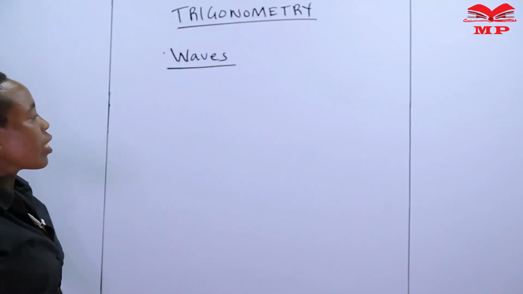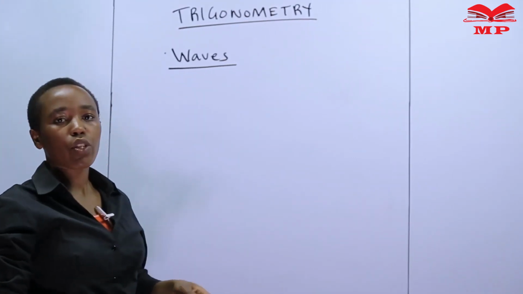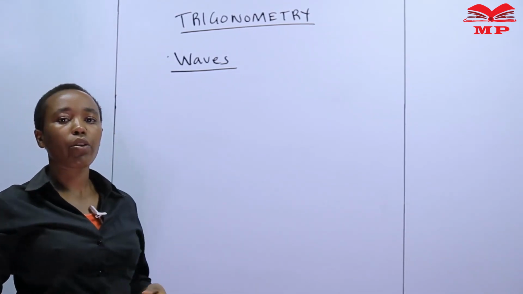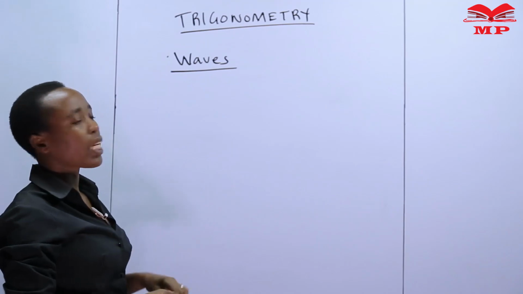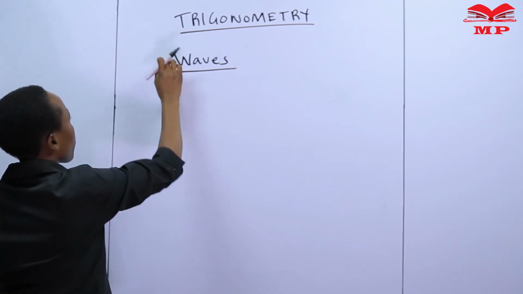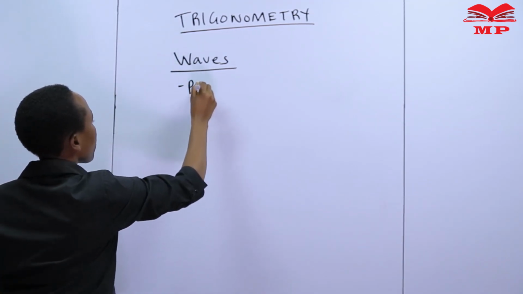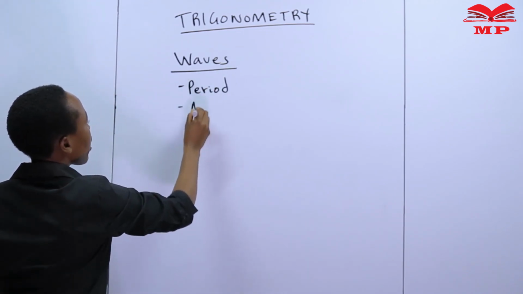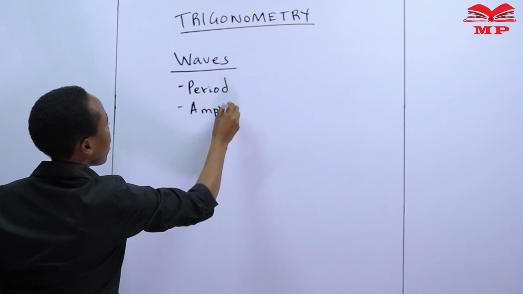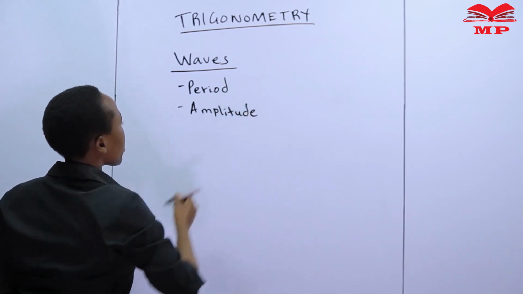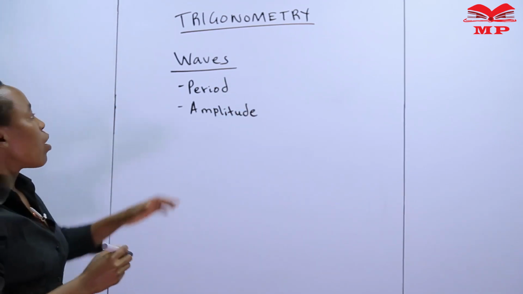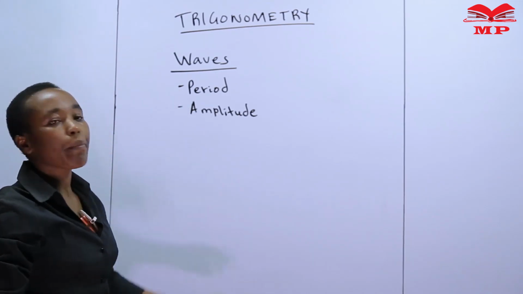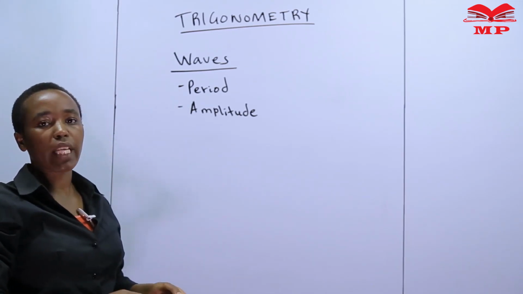In this lesson, I would like us to be in a position to determine the amplitude and the period without having to draw the graph. So waves, that is again the period. We want also to determine the period once again and also the amplitude. And in this lesson mostly we want to look at the waves, that is finding the period and the amplitude without having to draw the graph.